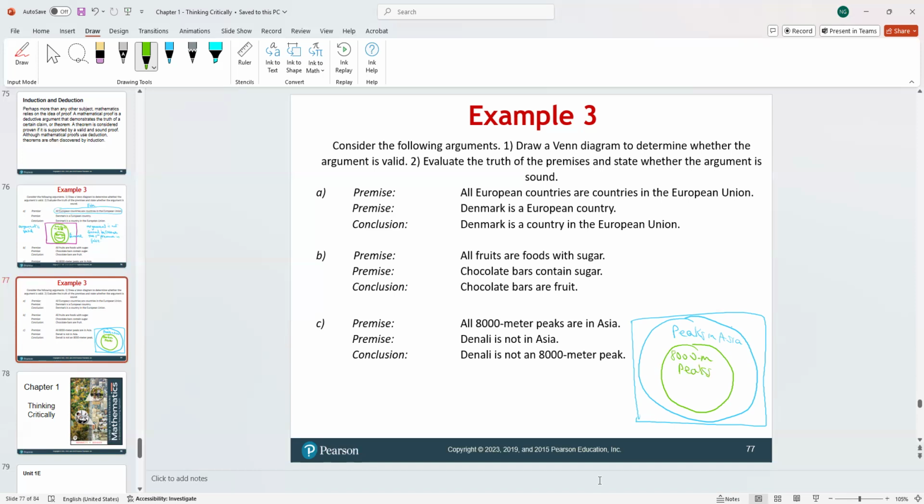Now, we need to choose where to put Denali. Is that inside or outside? That should be somewhere out of the circle. So maybe it's gonna be here. Because that's true, Denali is not in Asia. I think it's on American soil. I don't know exactly where it is, but it should be on American soil, not really in Asia. So right here we can say that the argument is valid, because they have so many 8,000 peaks in Asia, we can conclude that the argument is valid.